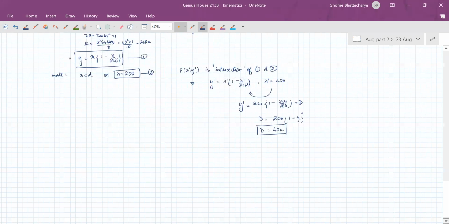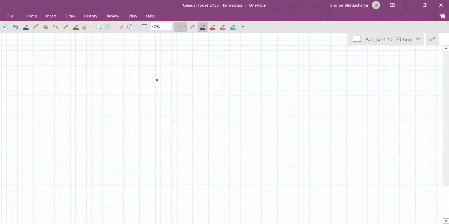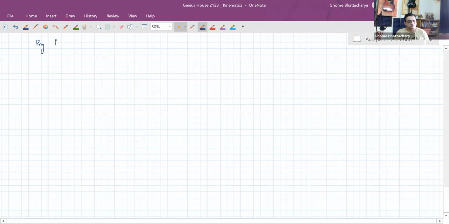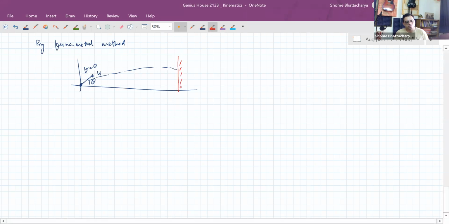Now, just as an example, I'll show you what we would have done in this question had we not used equation of trajectory. By this simple method, by fundamental method, we would have solved it like this. The motion started at t equal to 0 with u and theta. So what we would have done is when it hits the wall, say this is the wall, it hits at the point P.